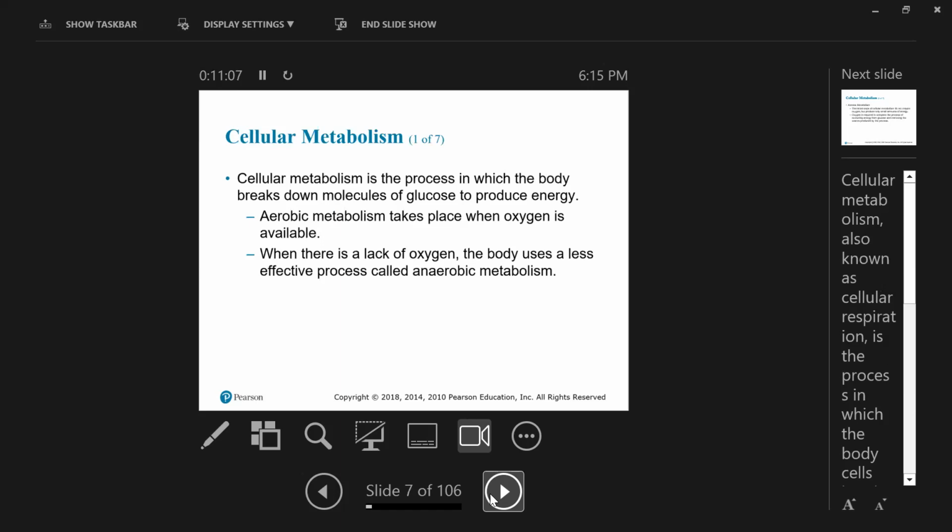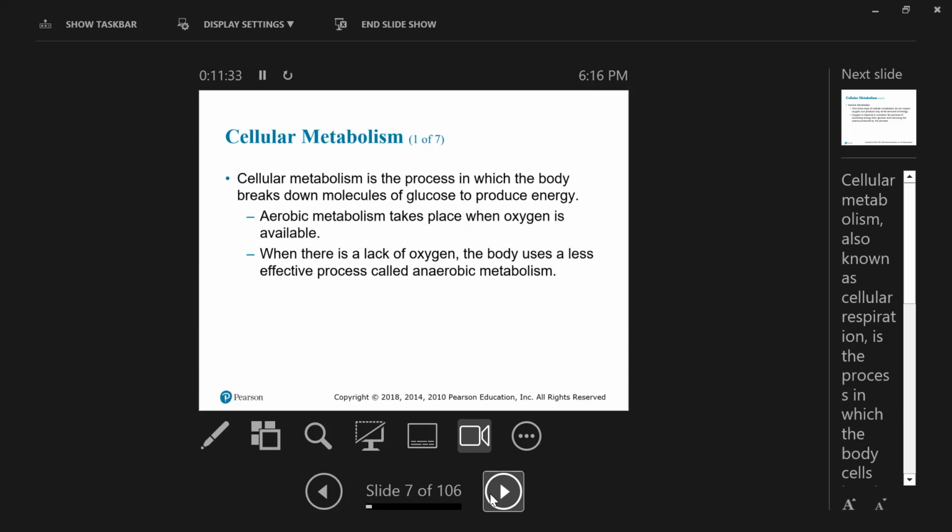Okay, cellular metabolism is a process in which the body breaks down molecules of glucose and produces energy. How it breaks them down is by combining it with oxygen. Aerobic metabolism takes place when oxygen is available. When there's a lack of oxygen, you have anaerobic metabolism. And anaerobic metabolism produces less energy. Aerobic produces a lot more energy.